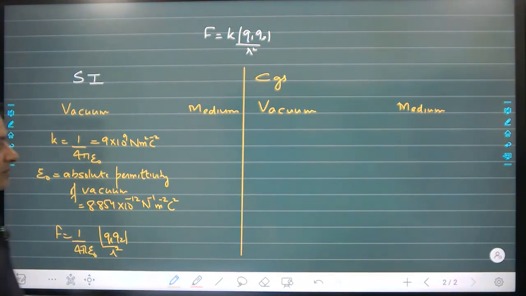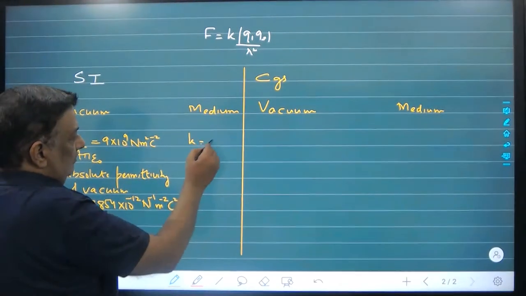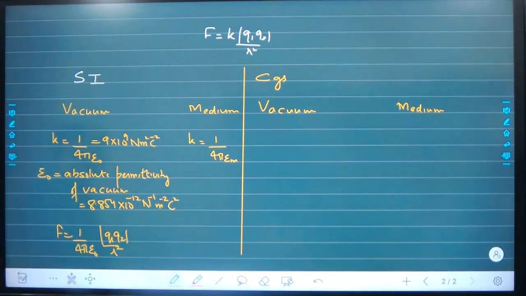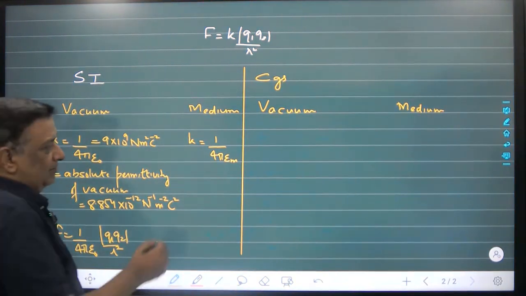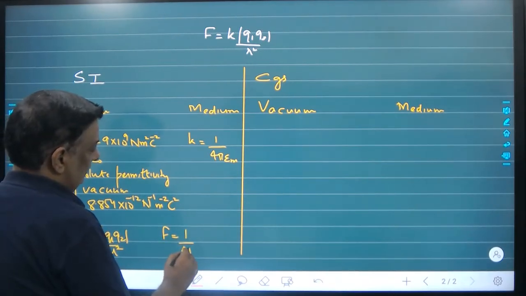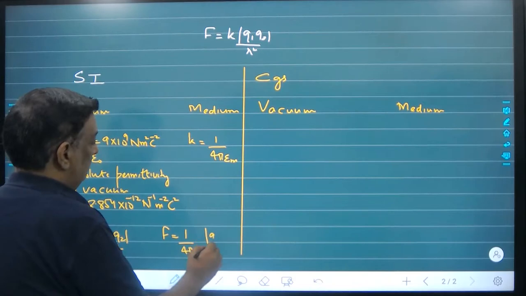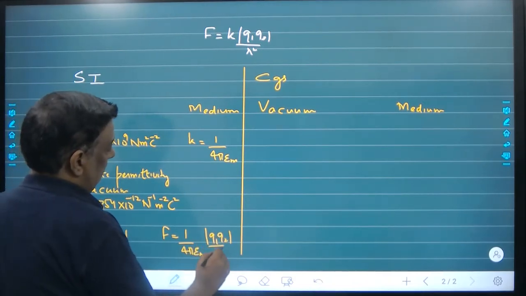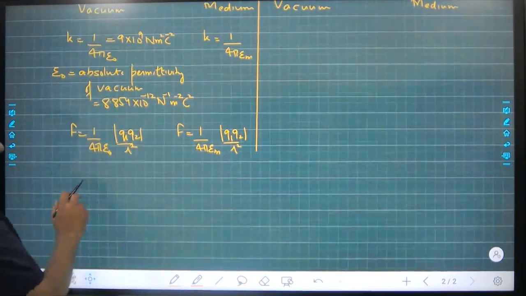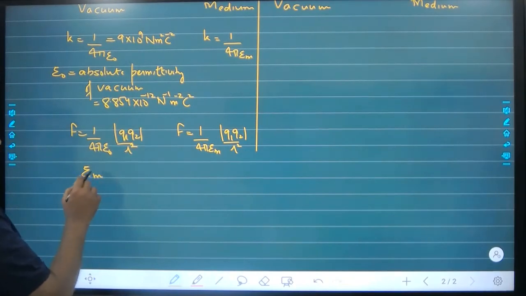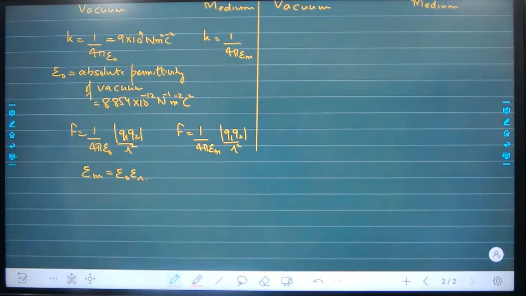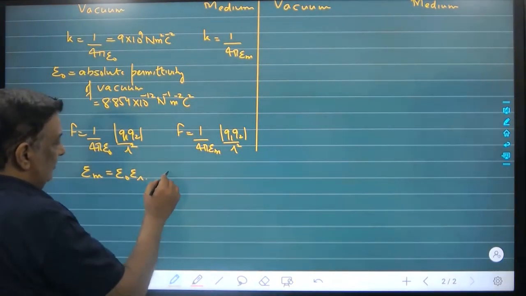If you have some medium, then K is 1 by 4 pi epsilon m. Epsilon m is the permittivity of the medium, and the force becomes F equals 1 by 4 pi epsilon m Q1 Q2 by r square. Now when we talk about the permittivity of the medium, it is written in this form, in terms of relative permittivity.